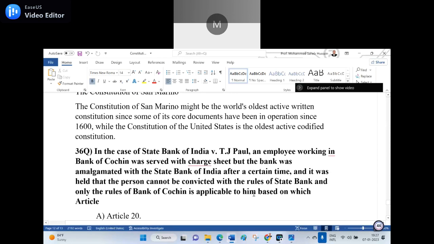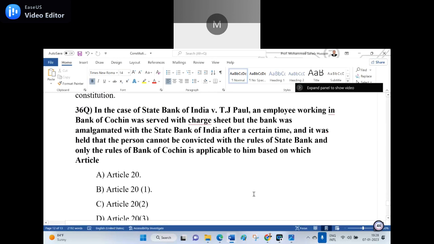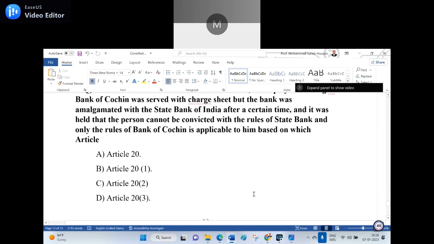36th question. In the case of State Bank of India versus T.J. Paul, an employee working in the Bank of Cochin was served with a charge sheet, but the bank was amalgamated with the State Bank of India after a certain time, and it was held that a person cannot be convicted with the rules of the State Bank, and only the rules of Bank of Cochin are applicable to him, based on which article? Article 20, Article 20(1), Article 20(2), Article 20(3).